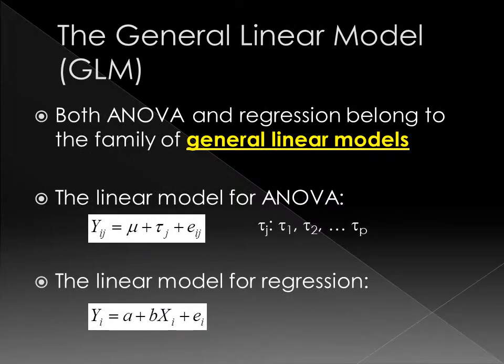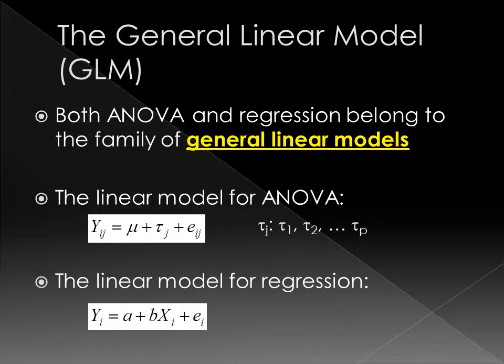Both ANOVA and regression belong to the family of general linear models. That is, we can express the relationship between x and y in a linear relationship. If we remember, the linear model for regression is y equals a plus bx plus the error. The linear model for ANOVA is Yij equals mu plus tau j plus eij.